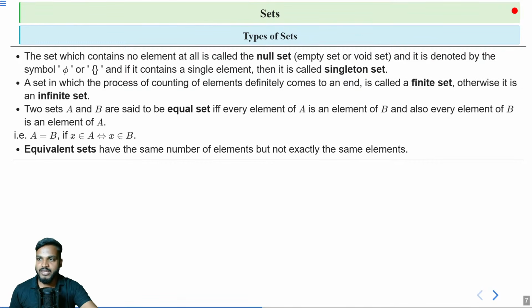Next type is equivalent set. So what is equivalent set? Equivalent sets are those sets in which the number of elements is the same, but the elements are not the same. So we are talking about the number of elements, not exactly the same elements. So if two sets A and B have the same number of elements, then we call these sets equivalent sets.